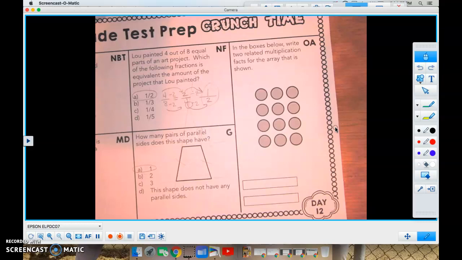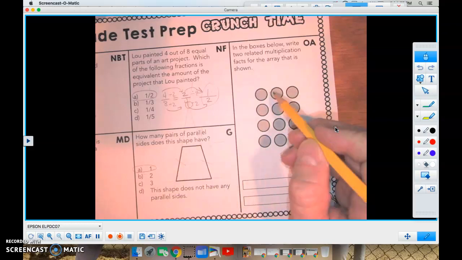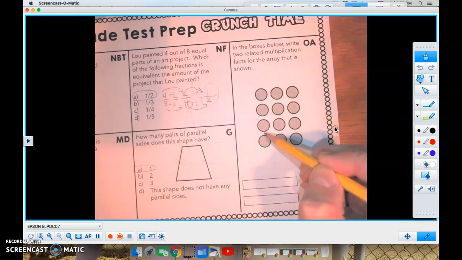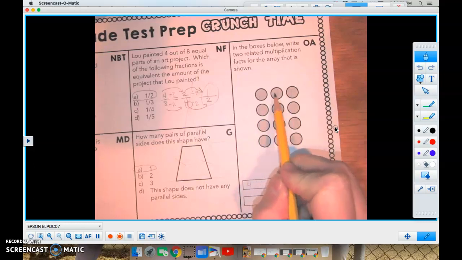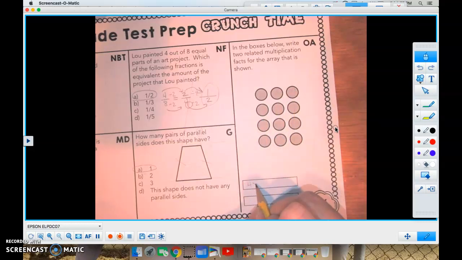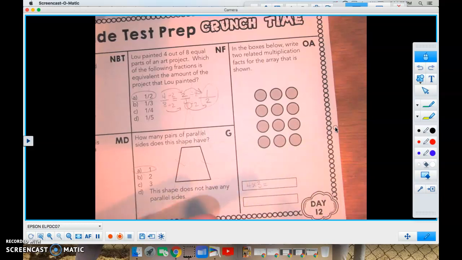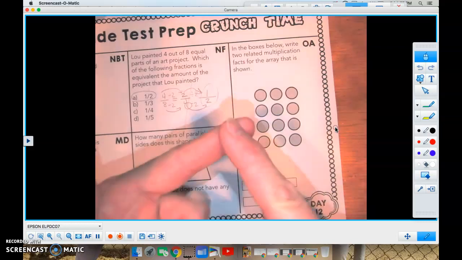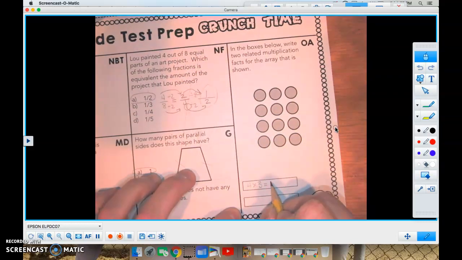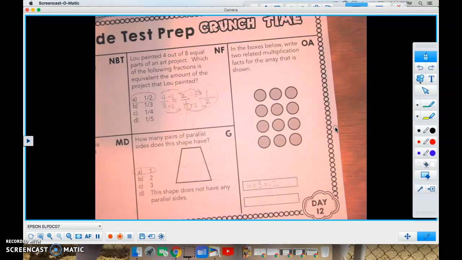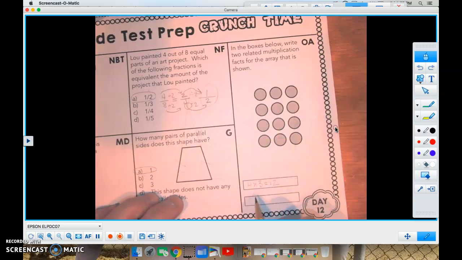In the boxes below, write 2 related multiplication facts for the array that is shown. So let's start by how many down is it? 1, 2, 3, 4. And how many across? 1, 2, 3. And what does 4 times 3 equal? Let's see. 3, 6, 9, 12. Yeah. We can also reverse it.